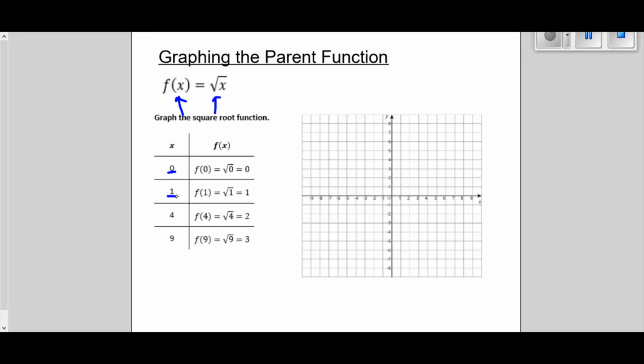Then I would move on to the next one. So then I would plug in 1. f of 1, the square root of 1 is 1. For 4, f of 4, square root of 4 is 2. The last one, f of 9. So square root of 9 is 3. So this is your table. And then you're just going to plot.